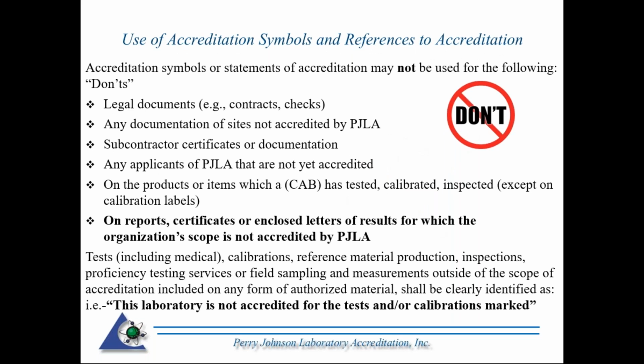So we're going to look at the don'ts, and these are things that are specified in SOP 3, legal documents. Any documents on sites accredited that's not accredited by PJLA. So if you have a few sites within your organization that are doing testing and not all of them are accredited, the symbol and references to accreditation can only be directed at those sites that are. Subcontractor certificates or documentations. We're going to talk about that here in a little bit for those folks that subcontract and usage of the symbol, but you cannot basically take your symbol and put it on the subcontractor's certificate.